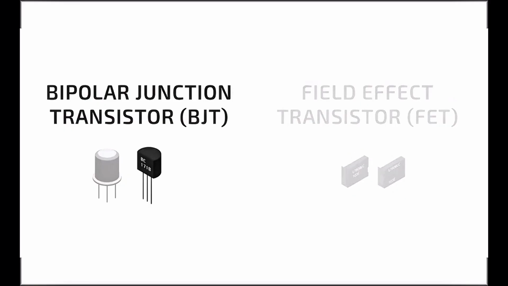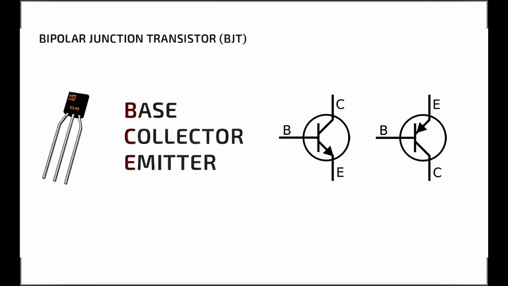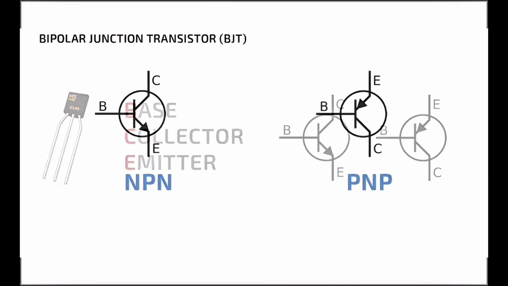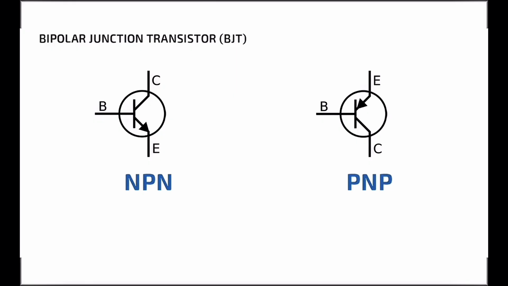BJT transistor generally has 3 legs: base, collector, and emitter. This type of transistor is also divided into 2 categories, NPN and PNP. N here is negative and P is positive. So for NPN transistor, the base is positive, and for PNP, the base is negative. The use of NPN and PNP depends on the application applied.